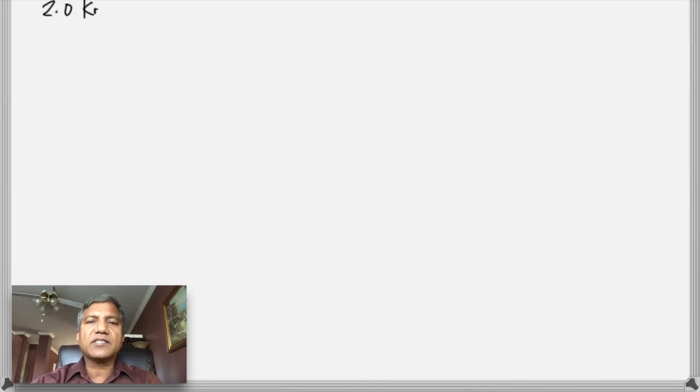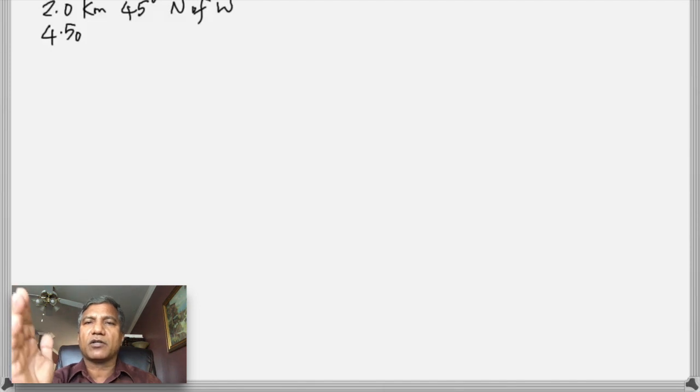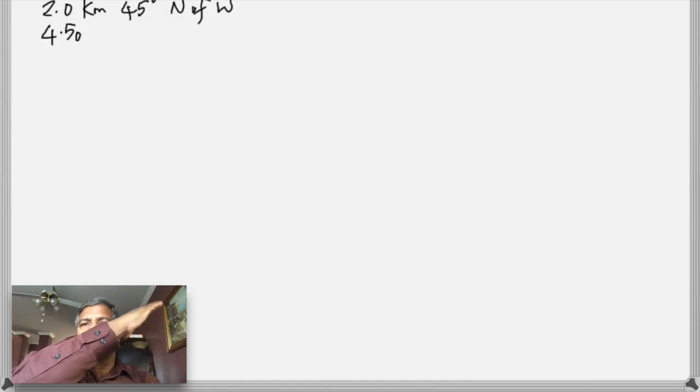Now, in this case, a person is walking in so many different directions, or maybe sailing in a boat. So first the person walks 2 kilometers, 45 degrees north of west. So what do you mean by north of west? So west is to your left, and then you have to go 45 degrees to the north. So when you say north of west, you start from west and move 45 degrees to the north.